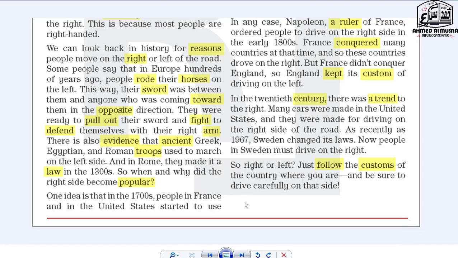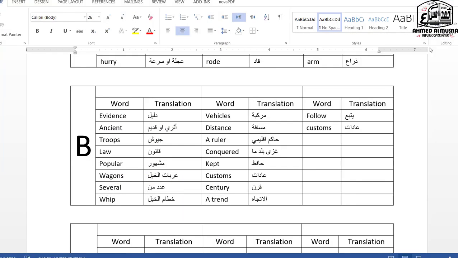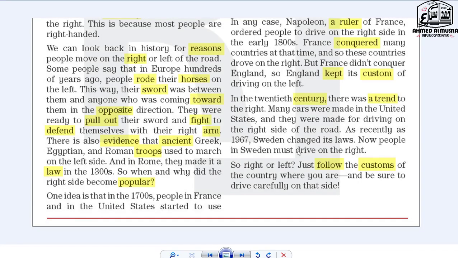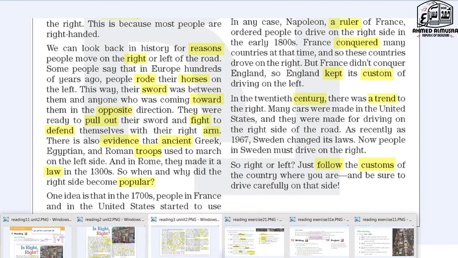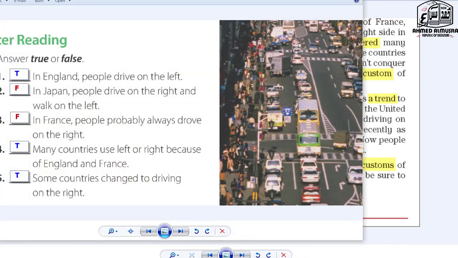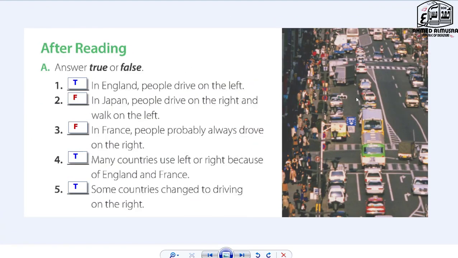Okay, gentlemen, this is the end of the audio tape. So, let's go to the questions quickly, and let's go to question number 1. Question number 1. After reading, answer with true or false. Number 1. In England, people drive on the left.